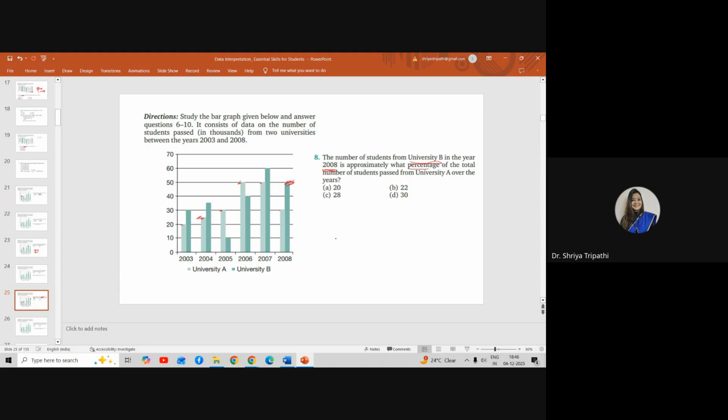The answer is an approximate. It's not the exact figure. Nearest answer, choose that.